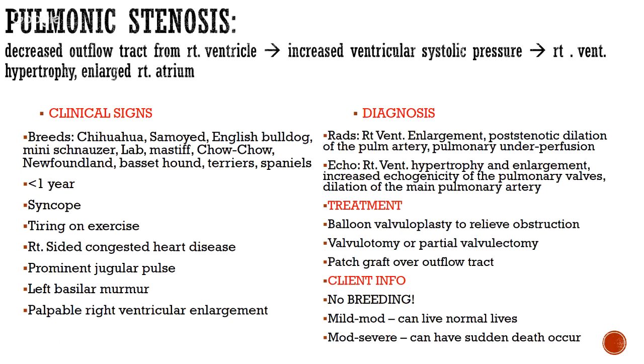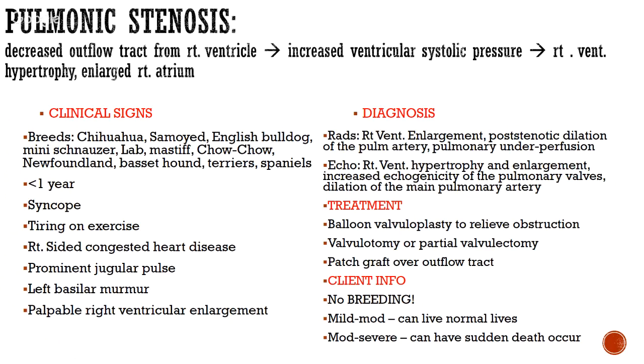You may actually feel right ventricular enlargement. You may actually feel it beating up against the right side of the heart or the chest. Diagnosis: you may see these signs on x-ray. So a right ventricular enlargement, post-stenotic dilatation of the pulmonary artery, pulmonary underperfusion. We're not getting the blood out of that right side and into the lungs. On echo, ultrasound, we see exactly what's going on.